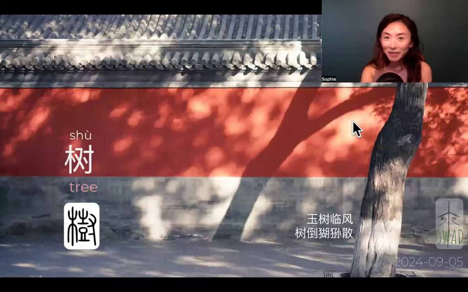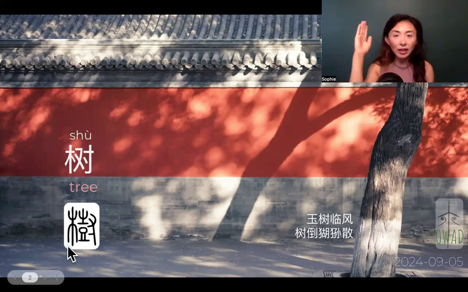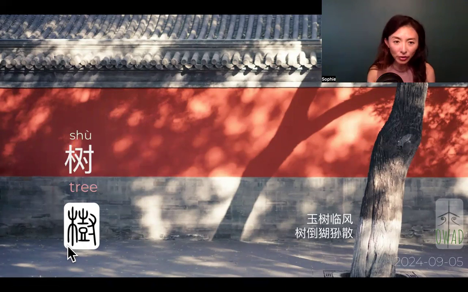Today's sixth character is shu. Shu means actually planting a tree, and eventually it becomes the tree itself. The planting of the tree is made of the wood symbol, which is the canopy of the tree and the root of the tree, connected by the trunk of the tree. Very logical, the main structure of a tree.